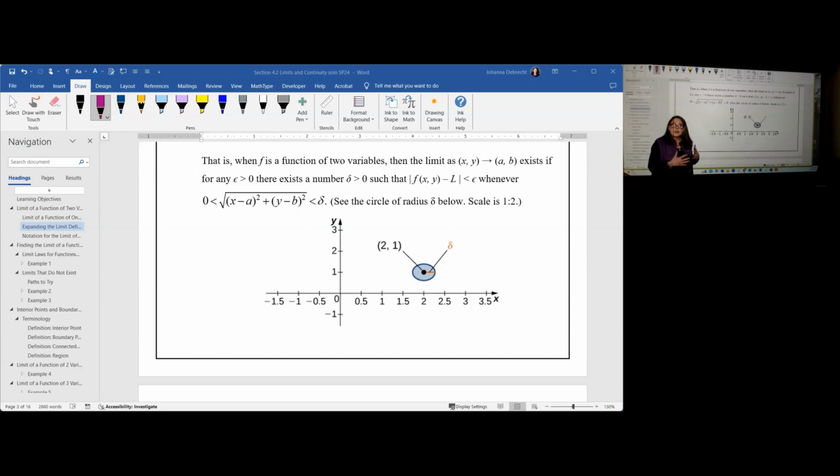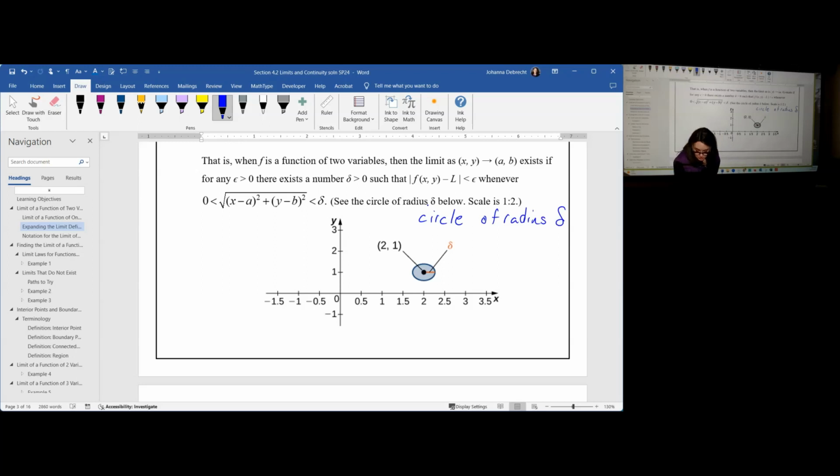In other words, if we have a function of two independent variables, x and y, so z equals a function of x and y, then the limit as some value xy approaches AB exists if there is some delta disk. Now, the scale on this particular graph is not 1-to-1, which is why this looks more like an ellipse instead of a disk, but it should be a round circle. So basically, the radius of this circle, and it is in fact a circle, it's just the scale is not 1 to 1. This is a circle of radius delta.